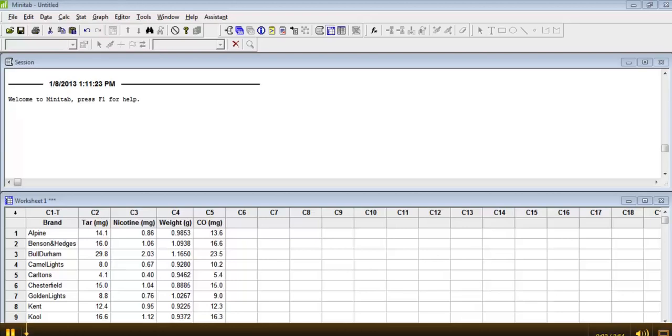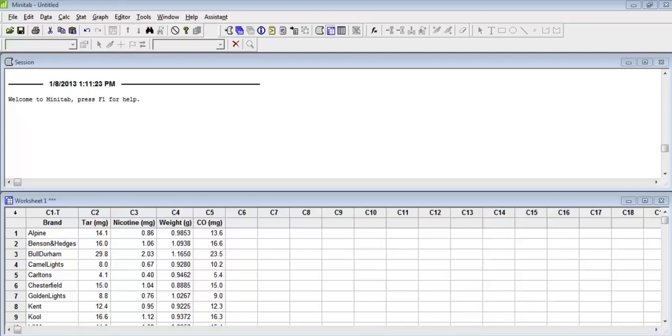Here, we are going to use Minitab to look at a first-order multiple regression model. We have a data set that compares the level of CO given various brands of cigarettes. For this multiple regression model, we have several predictor variables and one response variable. Our predictor variables are the level of nicotine, tar, and the weight. Our response variable is the level of CO.